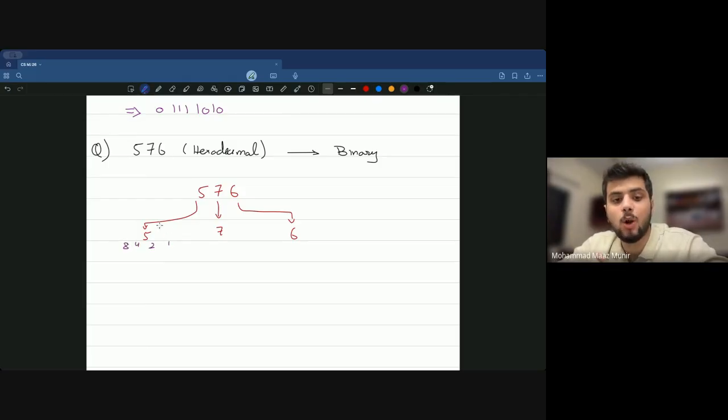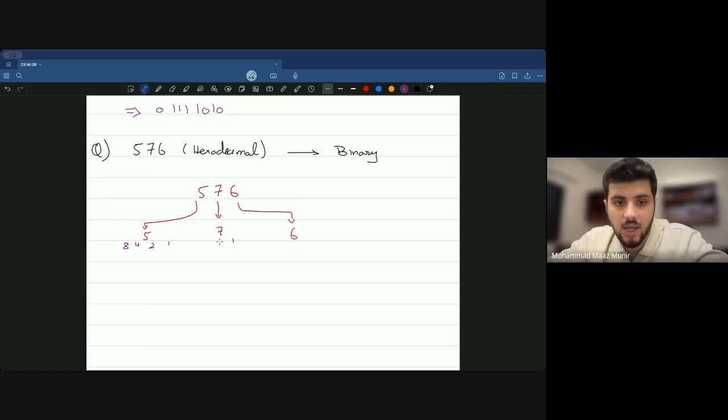Why? Because we always group them in nibbles. Remember, a nibble is 4 bits. So what is the maximum for 4 bits? 1 2 4 8. We do not have anything greater than that. Again 1 2 4 8, again 1 2 4 8. Now I have to just write the binary beneath it.